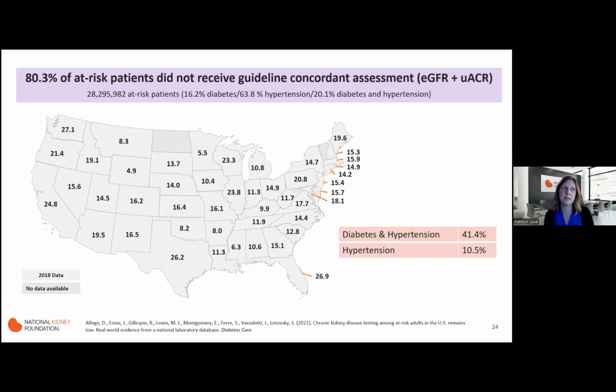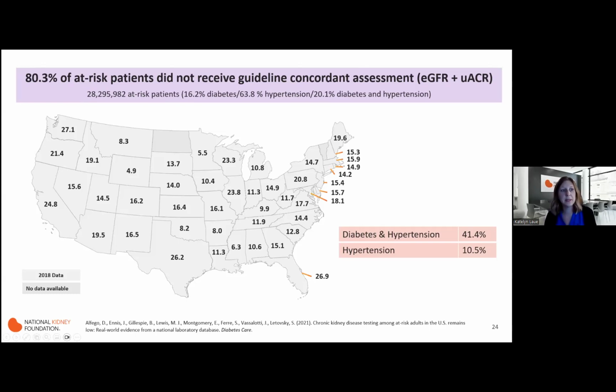The data that's shown on this slide comes from a study that we did looking at data from a large national laboratory across the country. And we looked at what percent of patients with either diabetes, hypertension, or both, as those are the primary risk factors for kidney disease, received an eGFR and a UACR test in the last 12 months. And we looked at that over about a 5-year period. And you can see on this slide the rate state by state, as well as the overall rate. About 80% of patients did not receive those appropriate tests, or only about 20% did receive them.